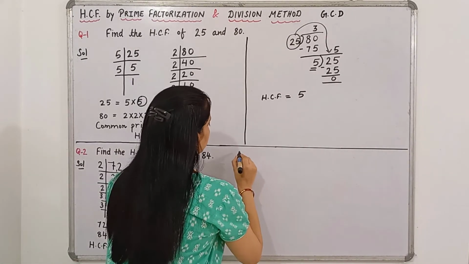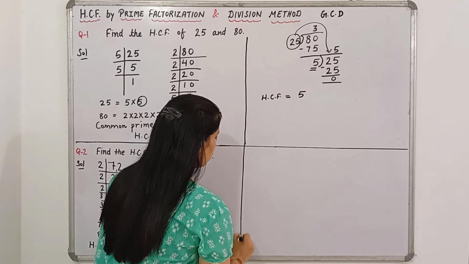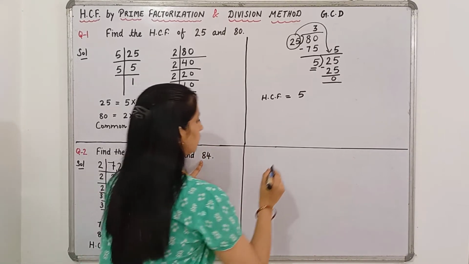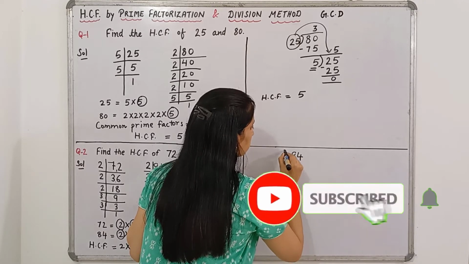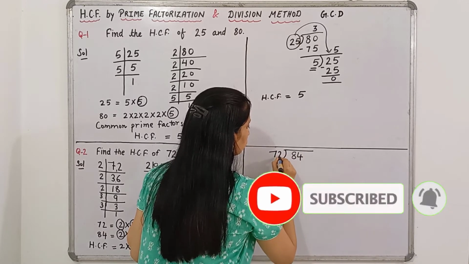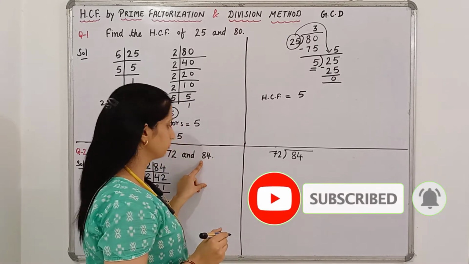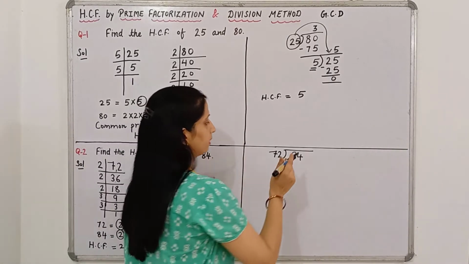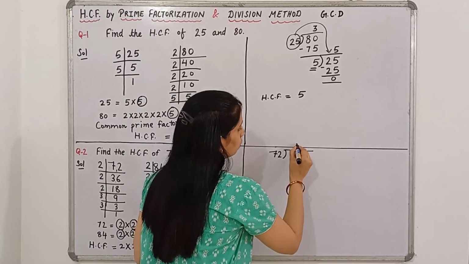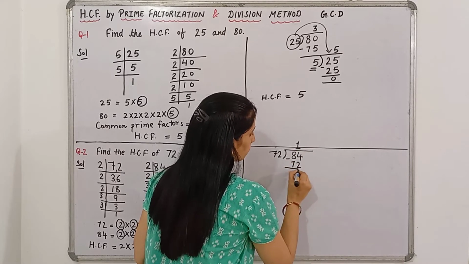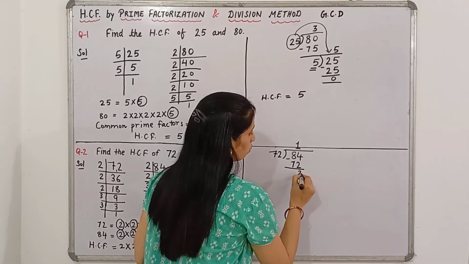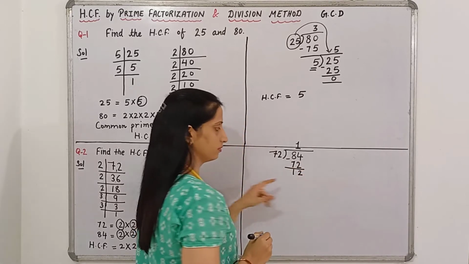So let's write. We draw a line here. Here our greater number is 84. We will write 84 here. And a smaller number is 72. Okay. Now we will do the simple division. 72 1 is 72. We will subtract. 4 minus 2 is 2. 8 minus 7 is 1.